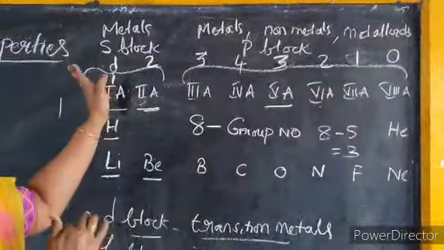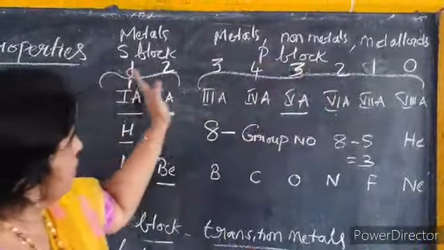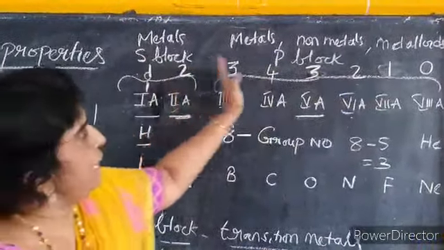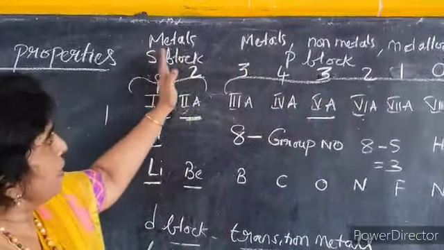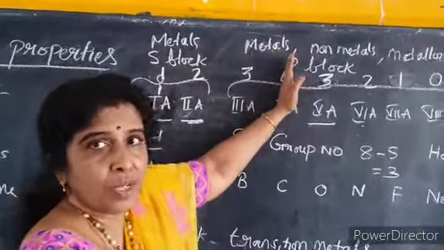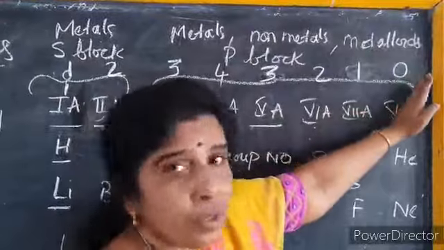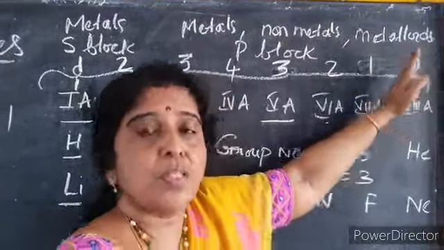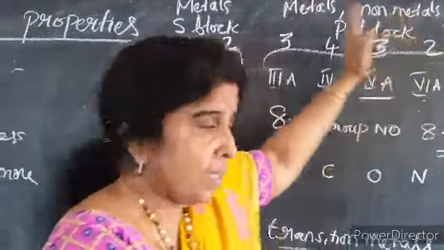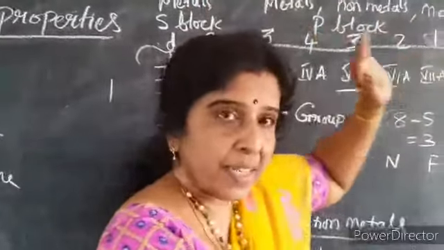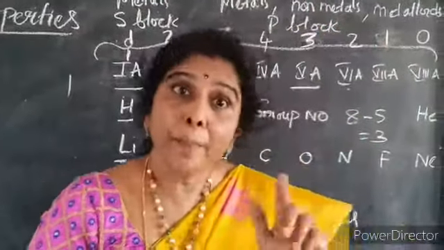So what do you notice in the regular gradation of the valency in the period? It is increasing gradually up to 4. Again it is decreasing down to 0. So this is how the valency shows the regular gradation in the period.